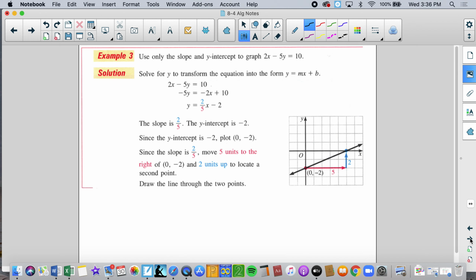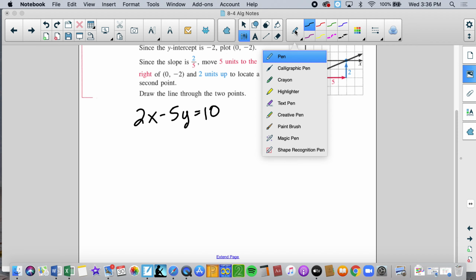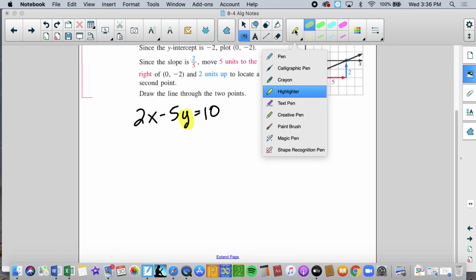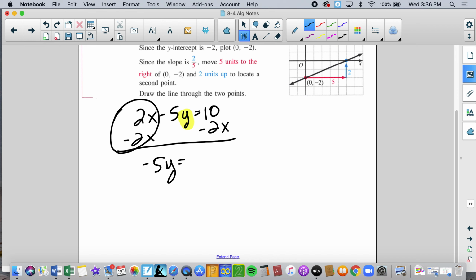Okay, so let's look at this. Now it's in standard form, meaning y is not isolated. So you should solve for y. Let's put it in slope-intercept form. I want to get y by itself. I'm going to subtract 2x, because what gets rid of a positive 2x is a negative 2x. That leaves me with negative 5y equals negative 2x plus 10.